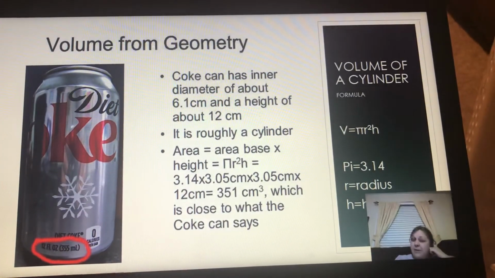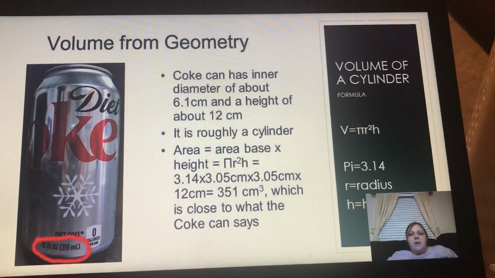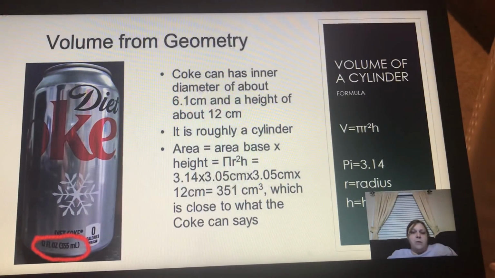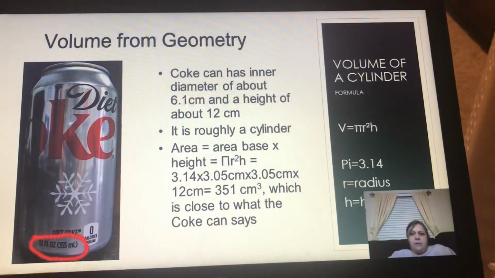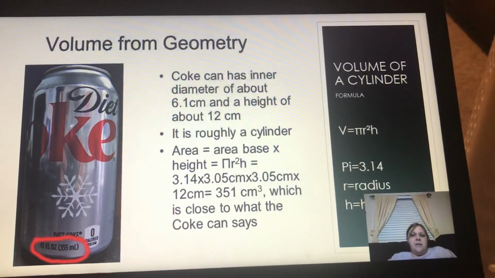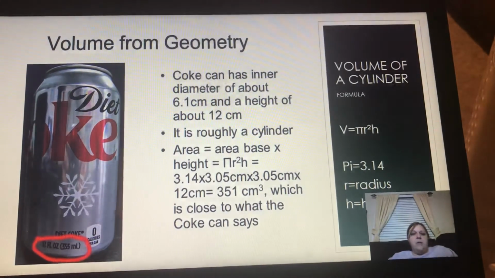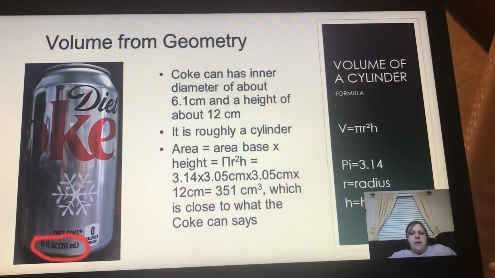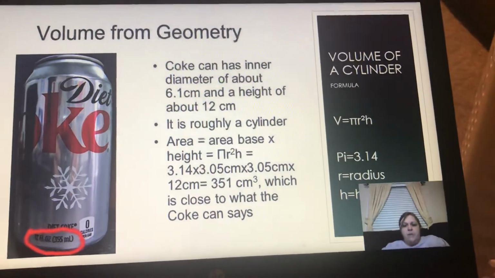And of course, you guys know how much I like Diet Coke, so I thought I'd put a Diet Coke up here. It says the Coke can has an inner diameter of 6.1 centimeters. Now we need the radius because that's what the formula asks for. And it says it has a height of about 12 centimeters. So it's a cylinder. Now, you want to multiply pi times the radius squared times the height. So you would take half of the diameter to find the radius. And they did all the math for you and showed it to you.